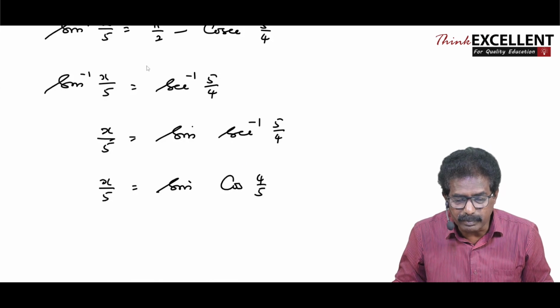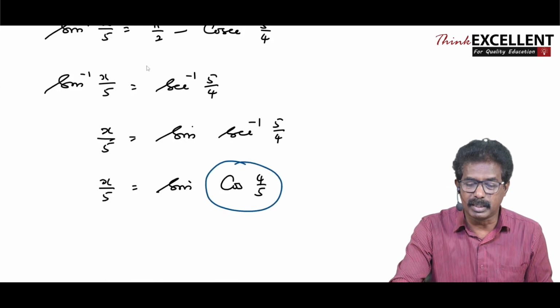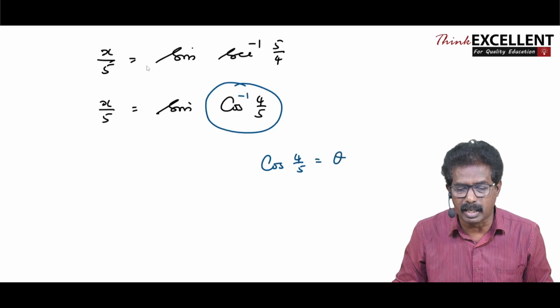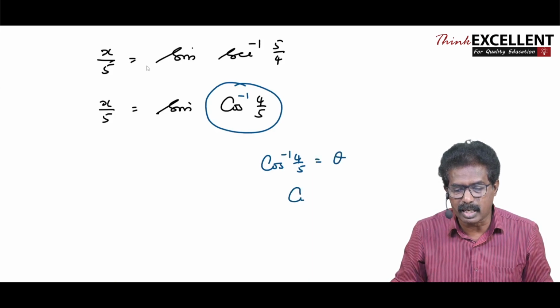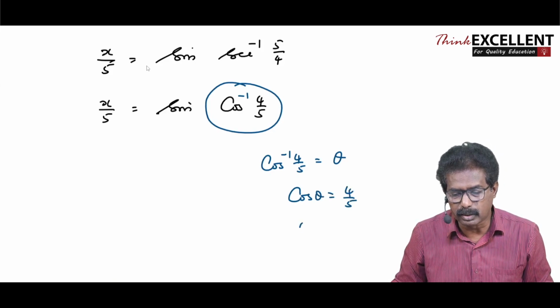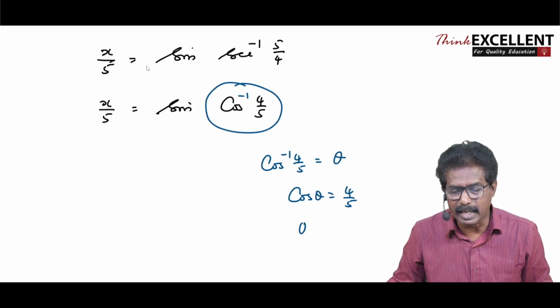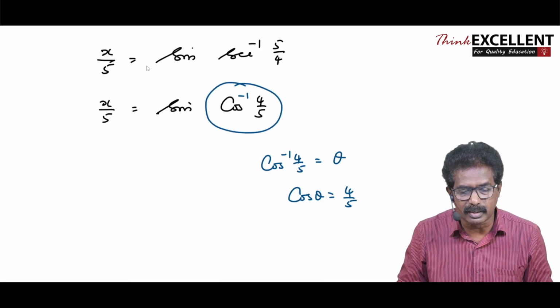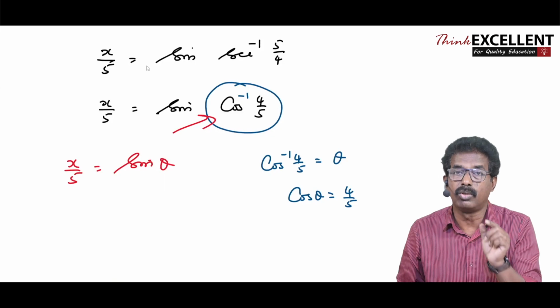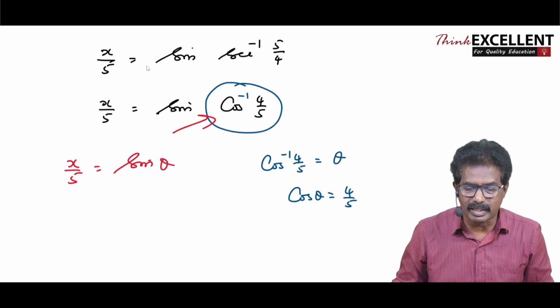Now, like the previous question, take this as theta. So cos inverse 4 by 5 is equal to theta. Take cos inverse to the right side, so cos theta is equal to 4 by 5. Now we can draw a diagram. x by 5 is equal to sine theta, so you find sine theta, then cross multiply and you can find the x value.